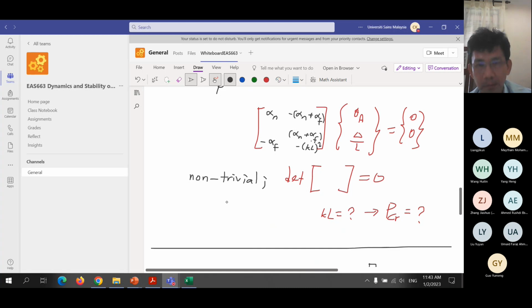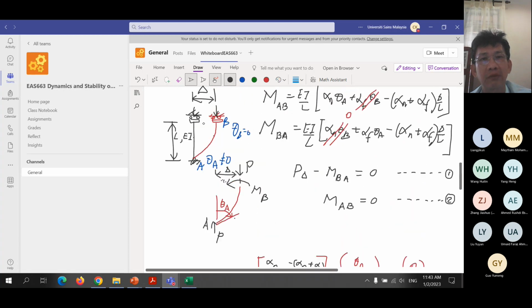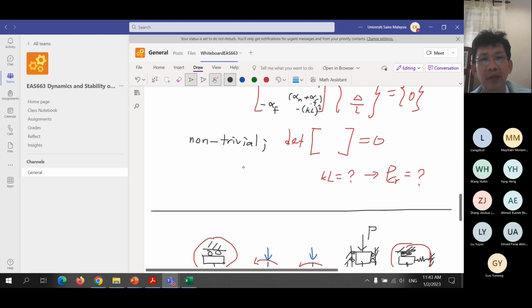Okay. So that is the process of solving this example 2b. And in this example, we happen to know that the effective length for this example is equal to 2L.